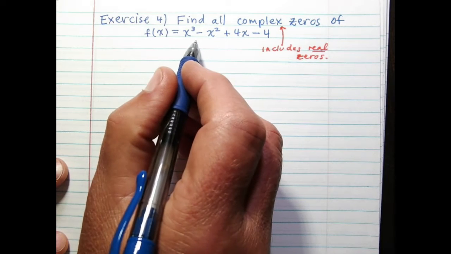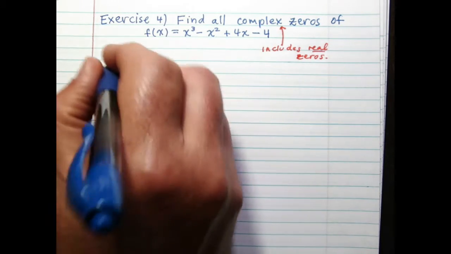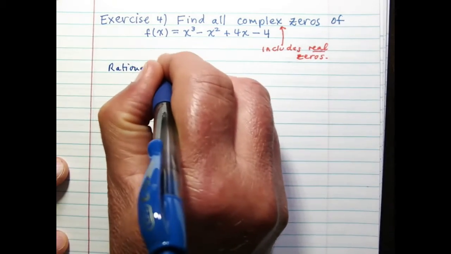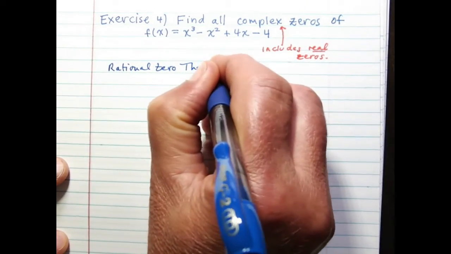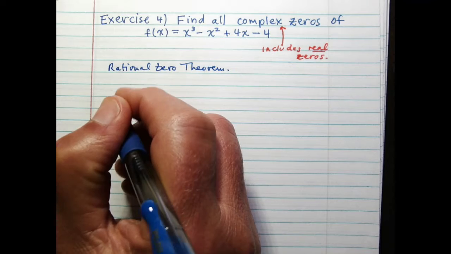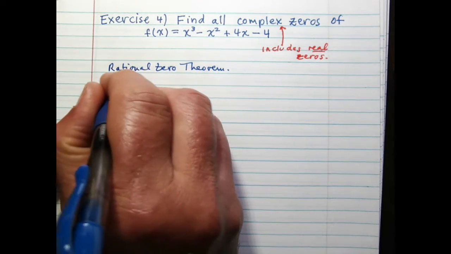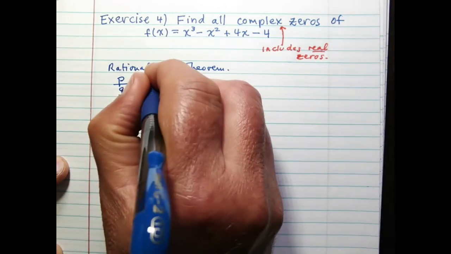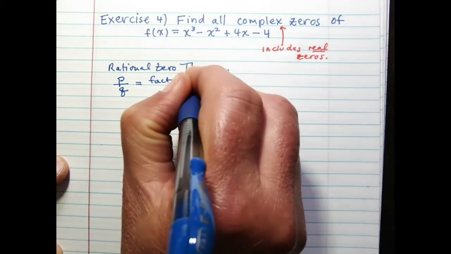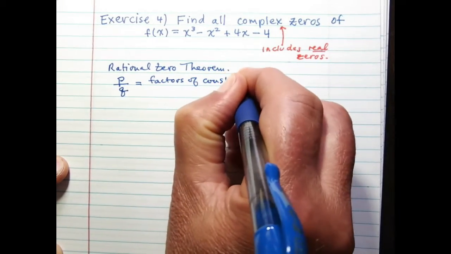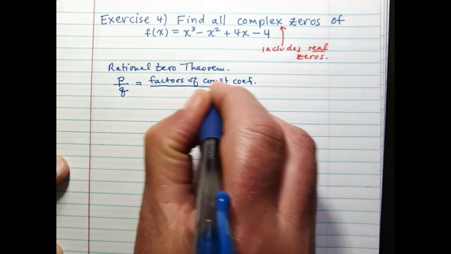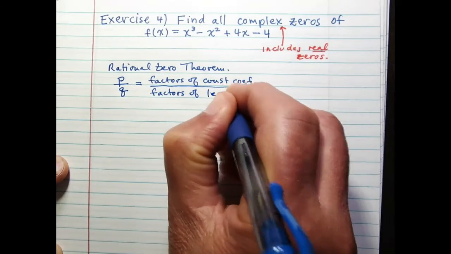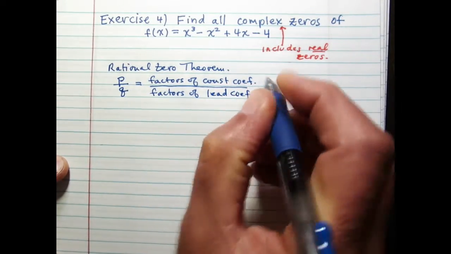So we start out in our usual way. We want to try to find zeros, and a good way to start is to use the rational zero theorem. So I'm going to look at fractions of the form p over q, where I look at factors of the constant coefficient over factors of the lead coefficient. And make sure you get those in the right place.